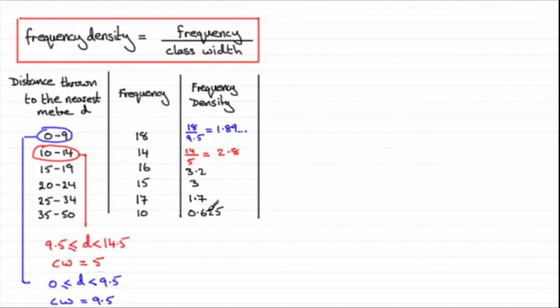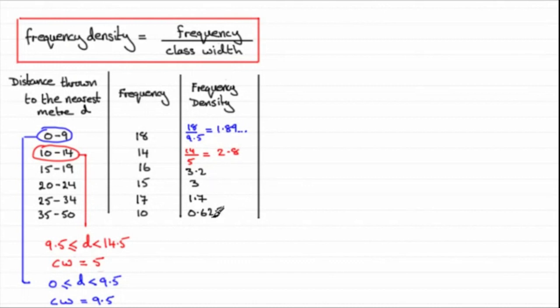Well, these are the results, and hopefully you're able to get them right. We would have 16 divided by 5, because this is going from 14.5 to 19.5. This one would be 15 divided by a class width of 5, and 17 divided by a class width of 10. And what about this last one? The class width goes from 34.5 to 50.5. That's a width of 16 units. So 10 divided by 16 gives 0.625.